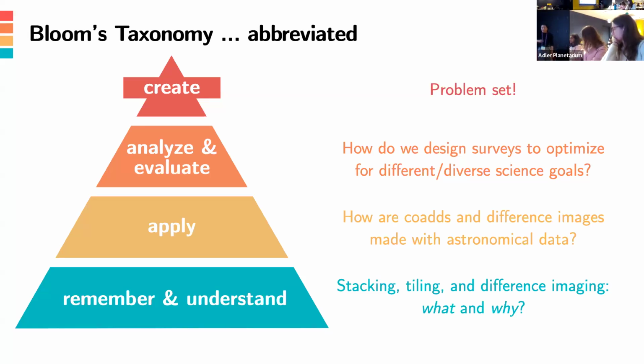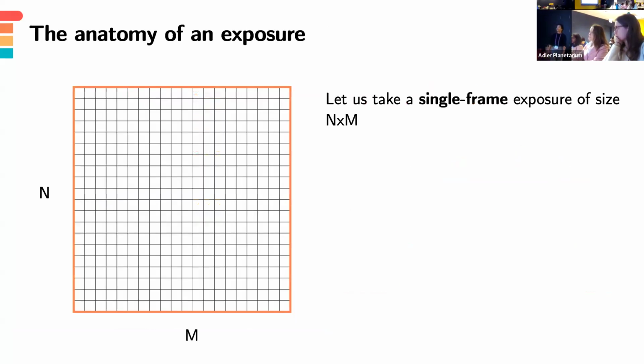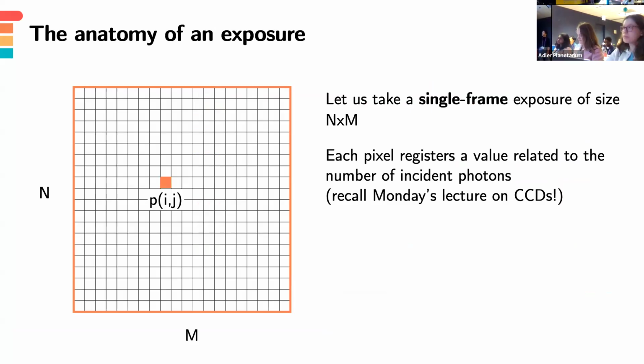Okay, but let's start at the bottom of the pyramid. So the anatomy of an exposure. So let's say that this is an exposure and we have a grid of pixels that is of shape n by m, and this is a single frame exposure. So from the telescope, we get pixel intensities. Each pixel registers a value that's related to the number of incident photons. So you've seen this earlier this week. I think it was Monday's lecture on CCDs. So each exposure is going to have a value for each pixel that tells you something about how many photons were incident.